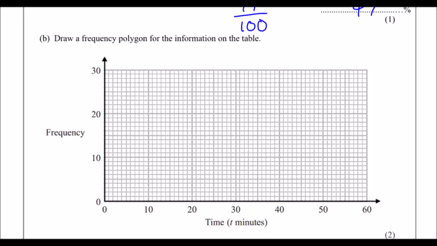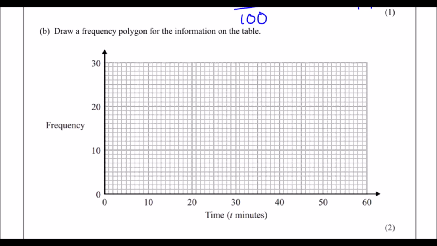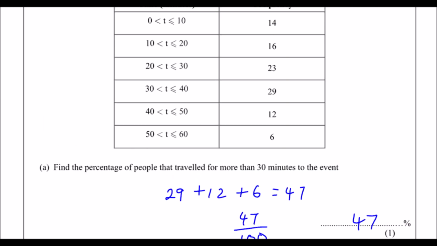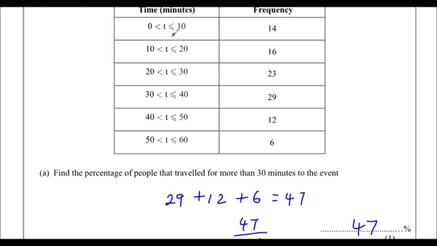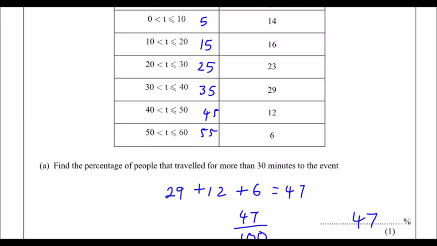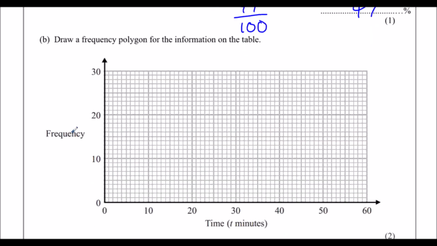Part B, draw a frequency polygon for the information. So for a frequency polygon, we've got the midpoint against the frequency. So the middle of 0 and 10 is 5. 10 and 20, the midpoint is 15. 20 and 30, 25. 35, 45, and 55. So we want 5 against 14.